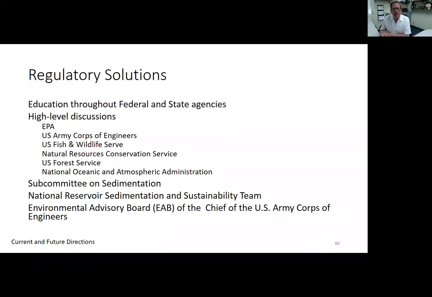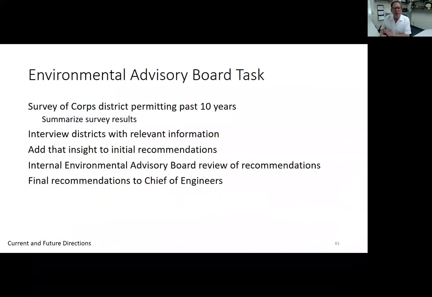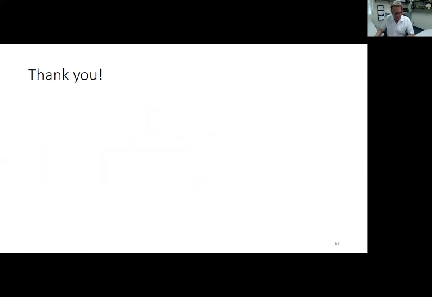Finally, the Environmental Advisory Board of the Chief of the U.S. Army Corps of Engineers is involved. One of the tasks that we're working on is to see if any streamlining can occur in this process. Right now, we're collecting information from the districts in the Corps to see what their experience has been with issuing permits for reservoir sediment management. We hope to learn from that and come to a better understanding and a more streamlined way of managing reservoir sedimentation. Thank you.